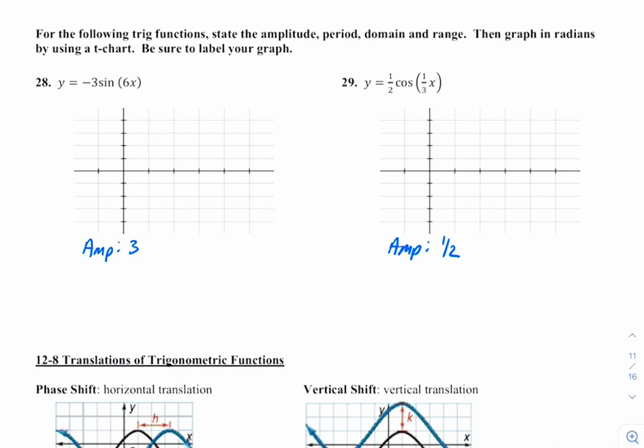All right, so amplitude is 3 for this one and 1/2 for the other. And then we're finding our period. So again, we're assuming that we're in radians. So for the period, this will be 2 pi divided by our b value, which is 6. So then this will simplify to be pi over 3. And then on the period for the other one, this will be 2 pi divided by 1/3. So that really means that we're taking 2 pi times 3 over 1. So that is going to give me 6 pi for the period.